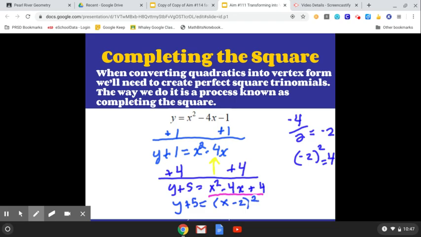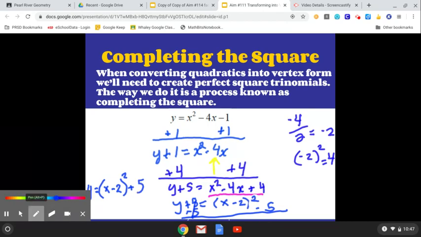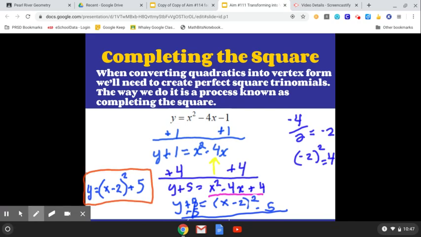And I think you can see why I want it to look like that, because in the next step, when I subtract the 5 back to the other side, look what I end up with. I'm going to run out of room, so let me write it right over here. Y equals x minus 2 squared plus 5. That thing is now in vertex form. Awesome. The vertex would be 2, 5.